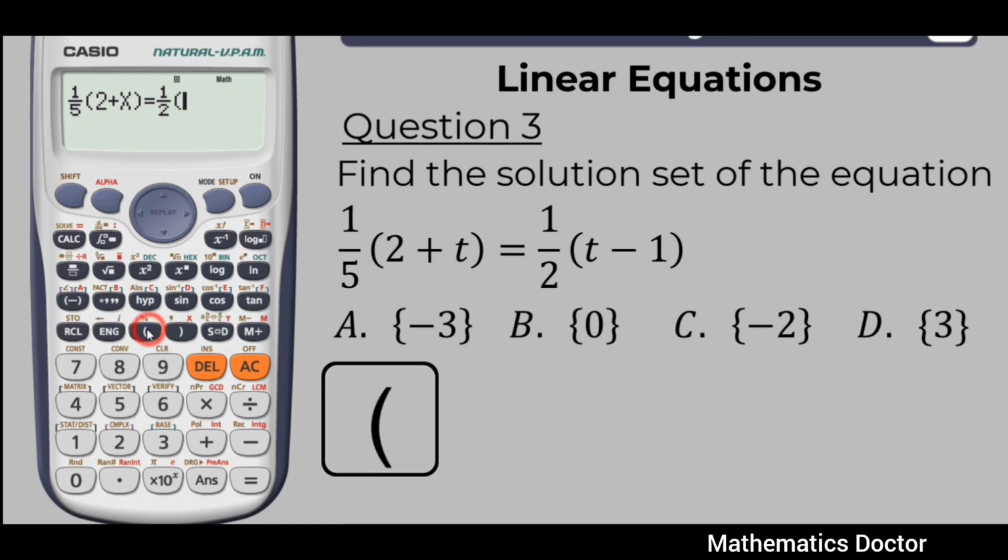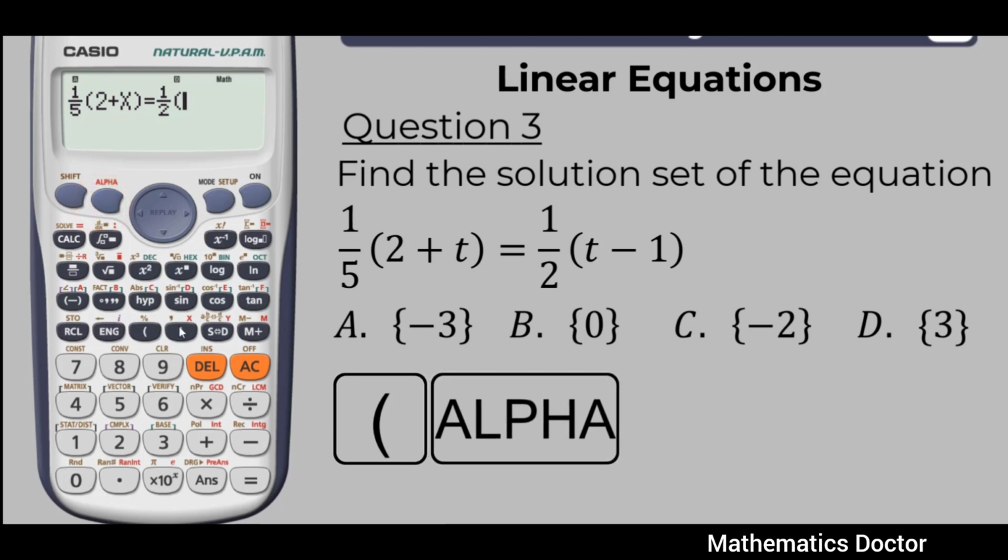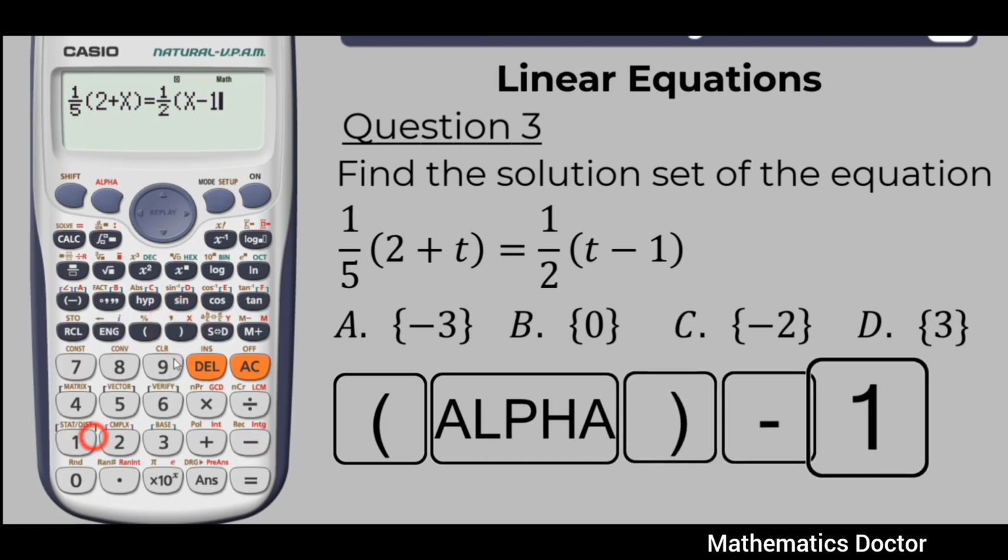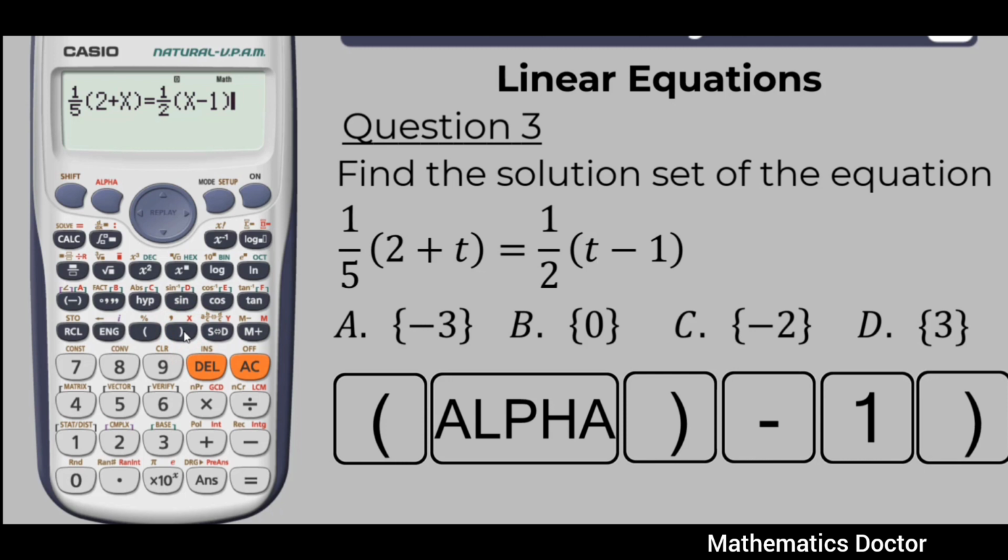Now open the bracket, bring t, that is to say use x in place of t. So press alpha and then press the bracket close to get x. Now minus 1. So you close the bracket. Please, once you've input this equation on your calculator, keep it in your mind that x is used in place of any variable in a question which is a linear equation. And these are done only on the calculator. So let's go ahead and solve for this equation.